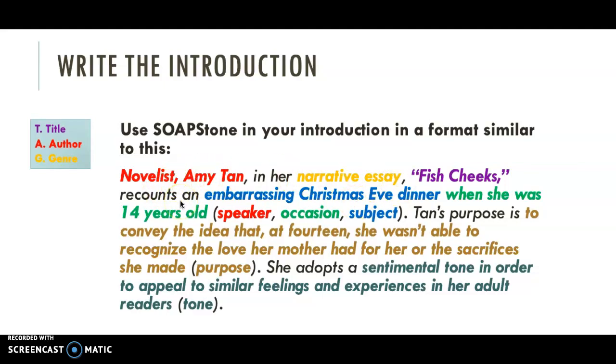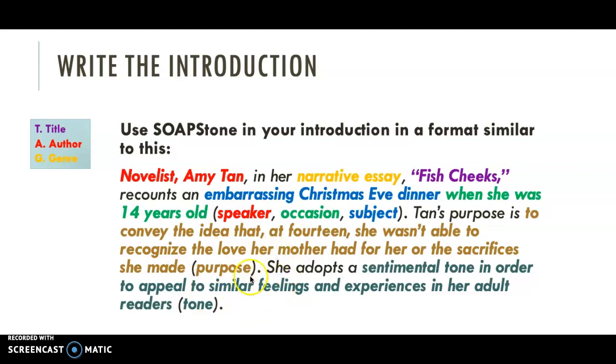So the first sentence addresses the speaker, the occasion, and the subject together. The second sentence is going to go on to deal more with the purpose. Tan's purpose is to convey the idea that at 14 she wasn't able to recognize the love her mother had for her or the sacrifices she made, right? So ultimately, what's her goal here?